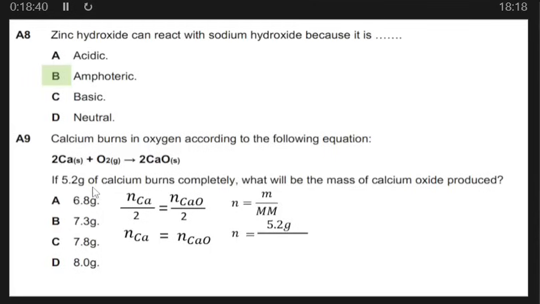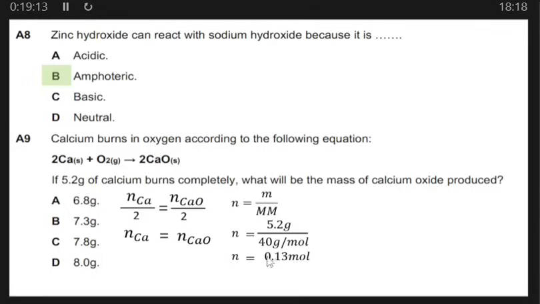Its molar mass, or relative atomic mass, is 40 when you check from the periodic table. So it will be 40 grams per mole. Then you divide, and this gram and this gram will cancel, so you remain with just mole. So we have 5.2 divided by 40, you get 0.13. This mole will come here. So this is the number of moles of calcium in this reaction.